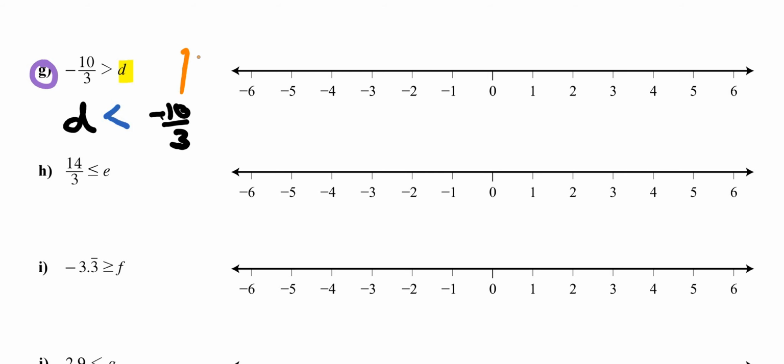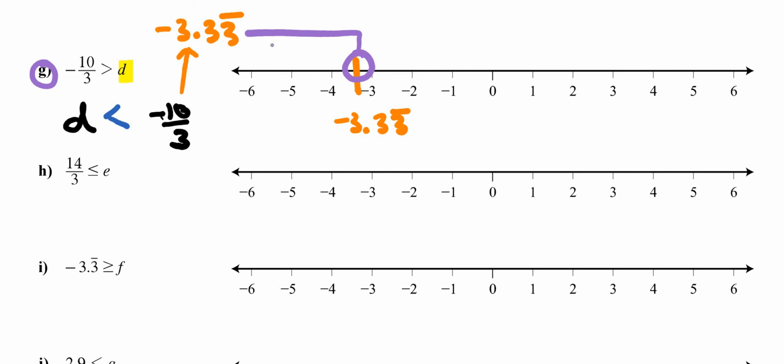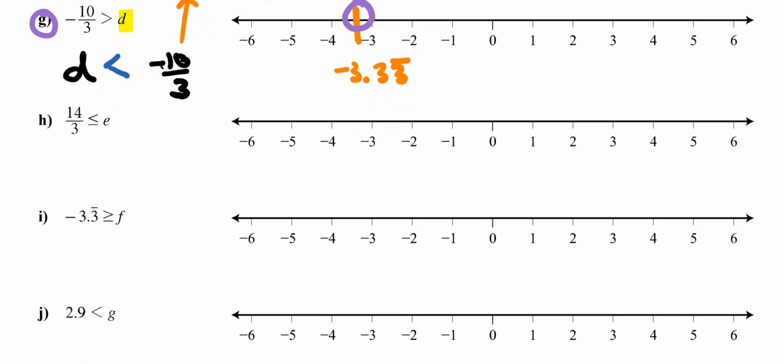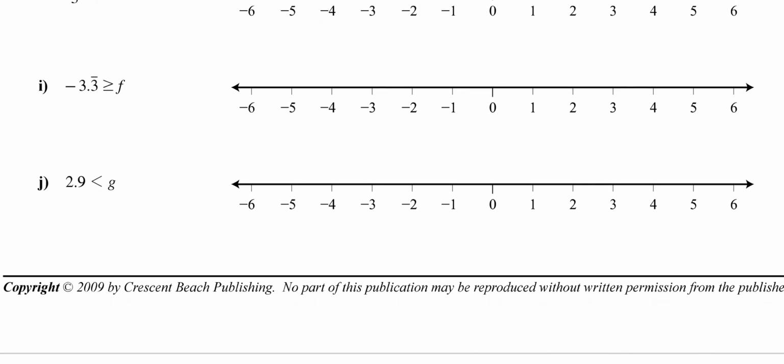Now -10/3, that's roughly going to be -3.33 repeating. So let's go find -3.33 repeating on the number line. That's about here. This is -3.33 repeating, and we have an open circle, and since it's less than, we just shade to the left, and that's it for that one. We're done with that.